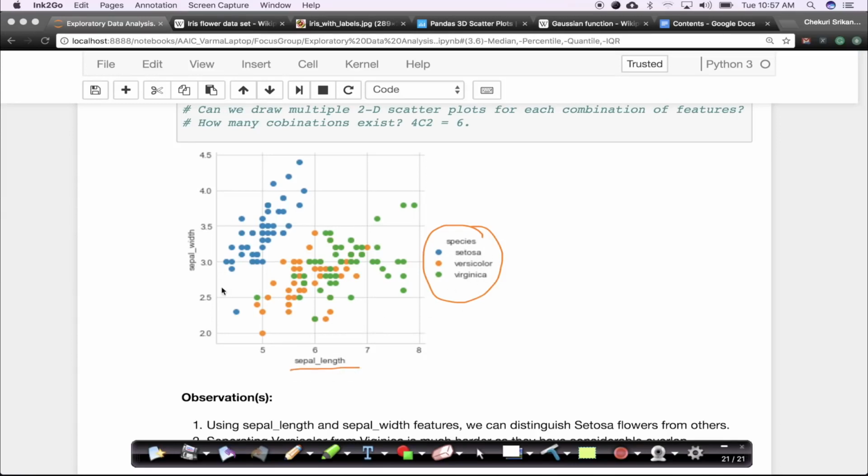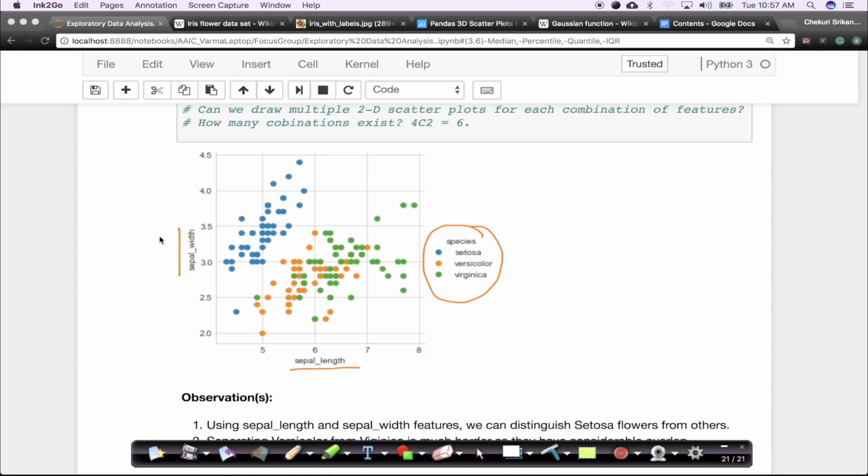This is your x-axis label. This is your y-axis label. This is the scale of your plot. Now, as soon as you see this, you see that all of your setosas are blue in color here. All of your versicolors are orange in color here. And all of your virginicas are green in color. Now, the first immediate takeaway, and what is the x-axis here? Sepal length. The y-axis here is sepal width.